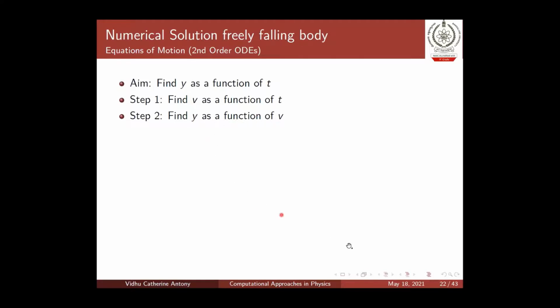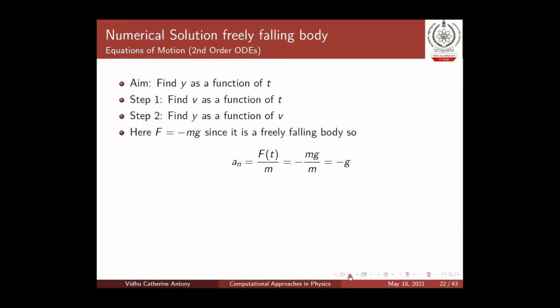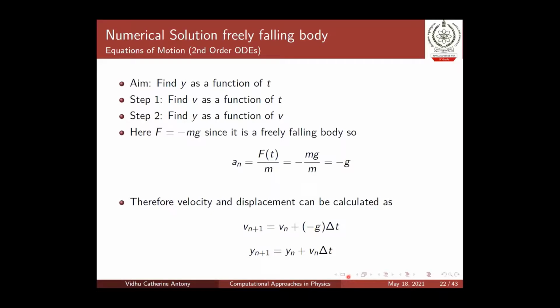So first, you use Euler's method and find out v, take that value of v and plug it into the next equation. So it's basically like doing Euler's method twice. If you understand what I mean by that.